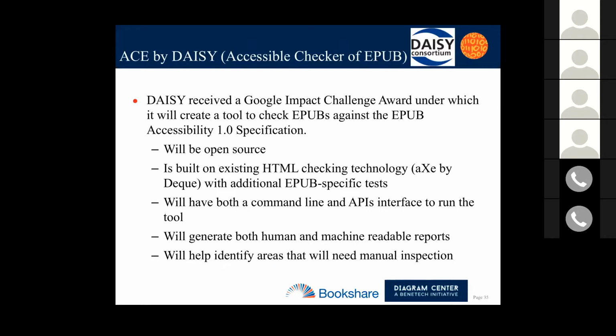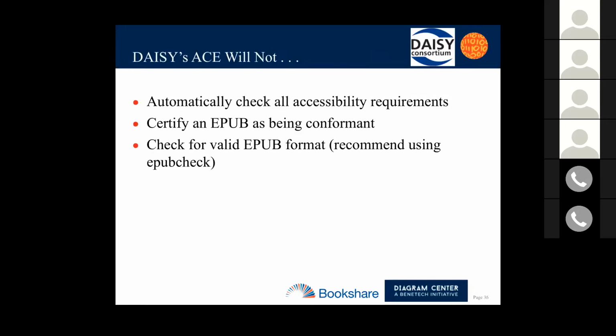It creates both human readable and machine readable reports, and will help identify areas that need manual inspection. What it will not do is automatically check all accessibility requirements. It will not certify an EPUB as being conformant, and it won't check for valid EPUBs. You'll need to use EPUB check for that.